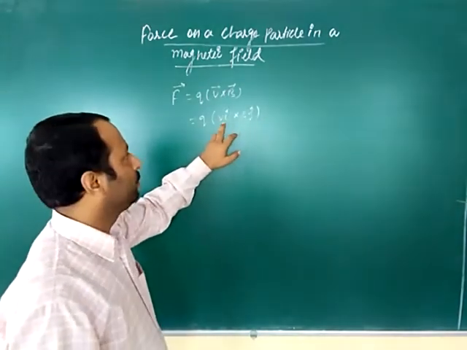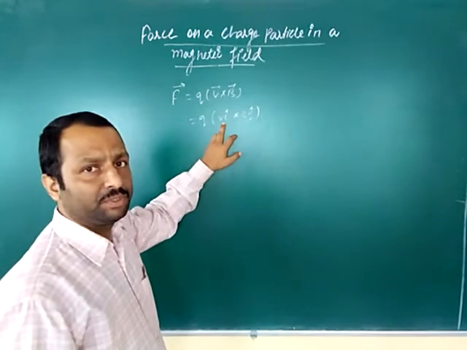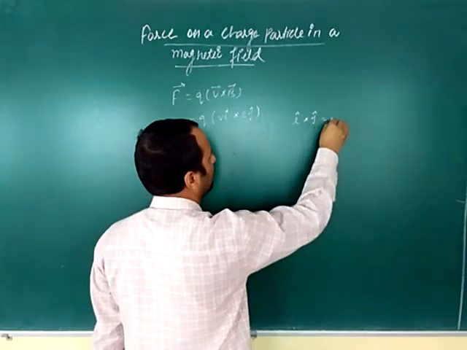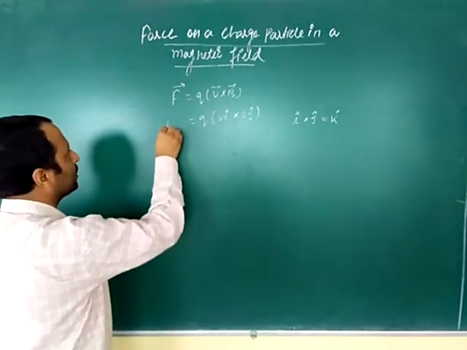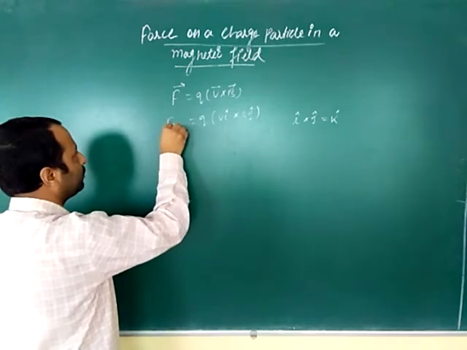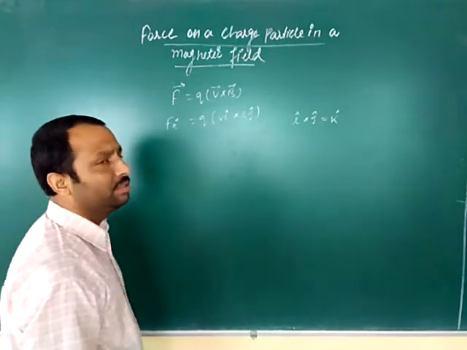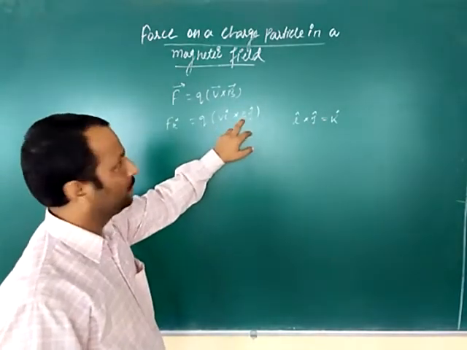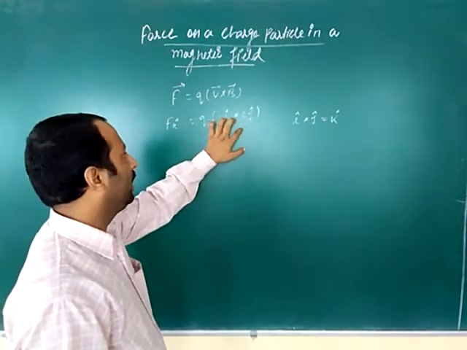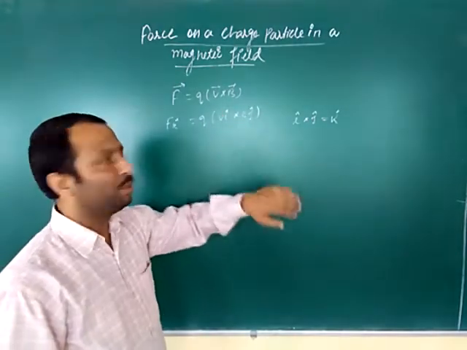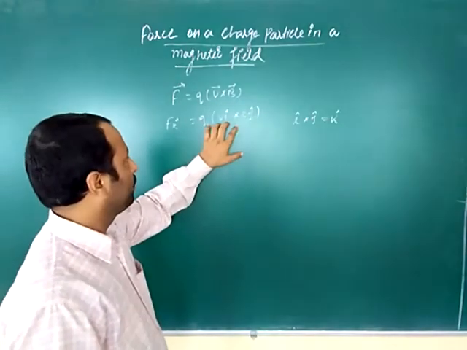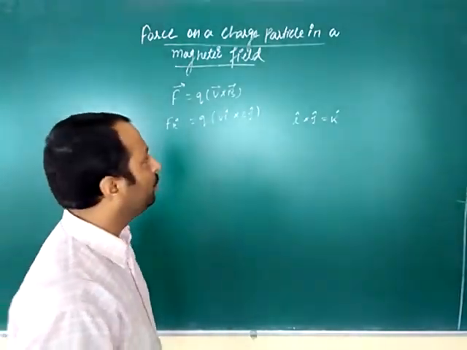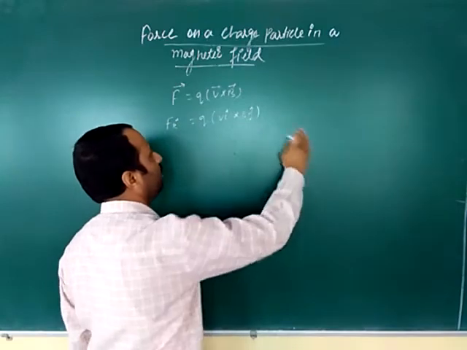As you know from the cross product of vectors that you studied in class 11th, i cap cross j cap comes out to be k cap. So the force experienced by the charged particle is along the z axis. Velocity and magnetic field are perpendicular to each other, and in turn the force experienced is also perpendicular to v and B. It means all three are mutually perpendicular to each other. So in this way some of the questions will come.